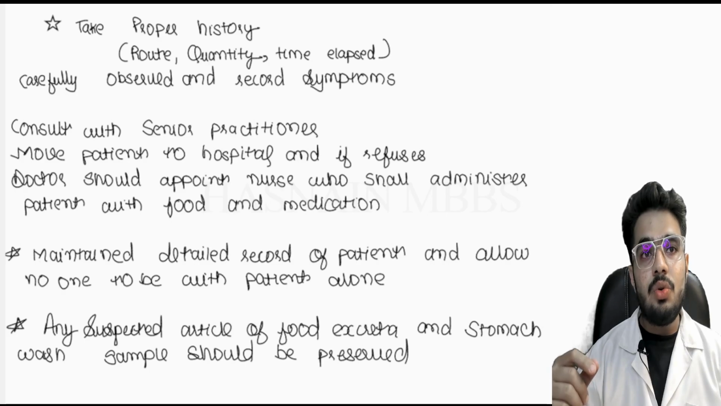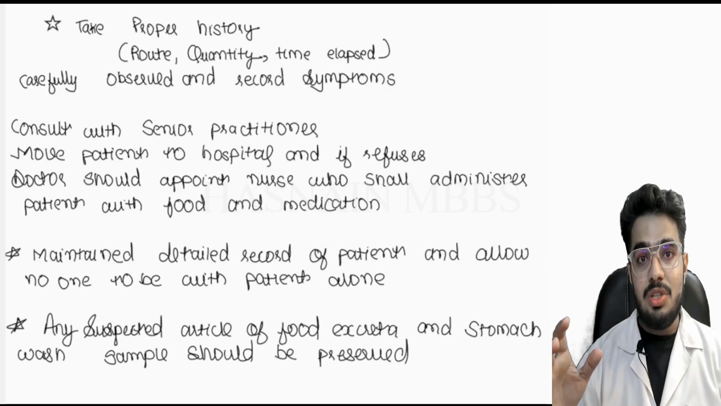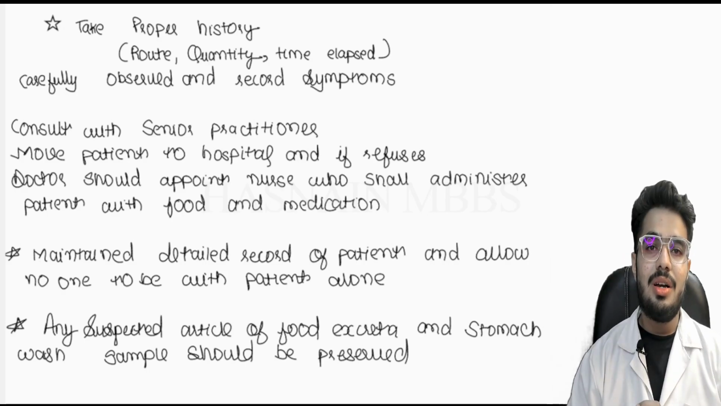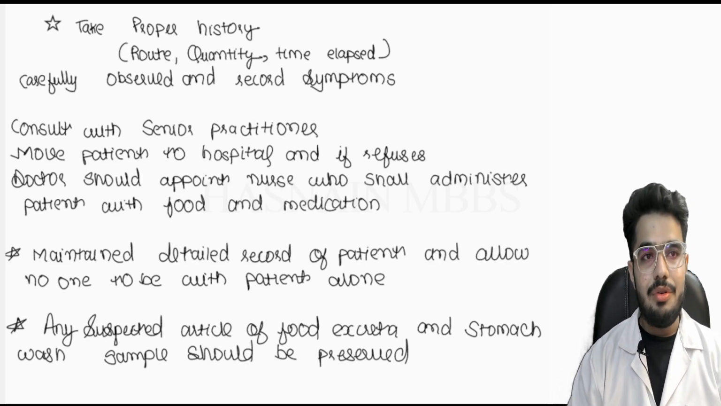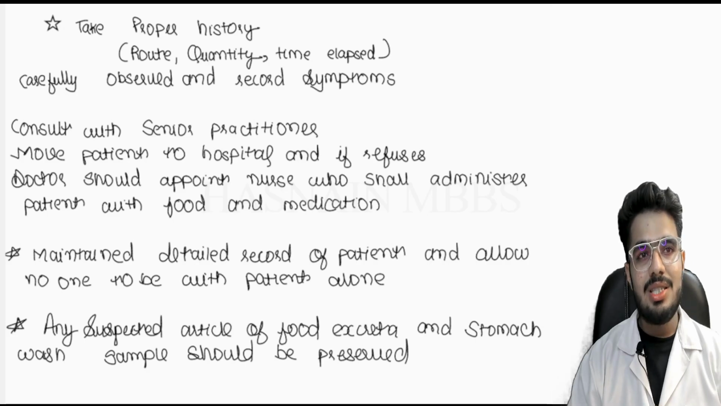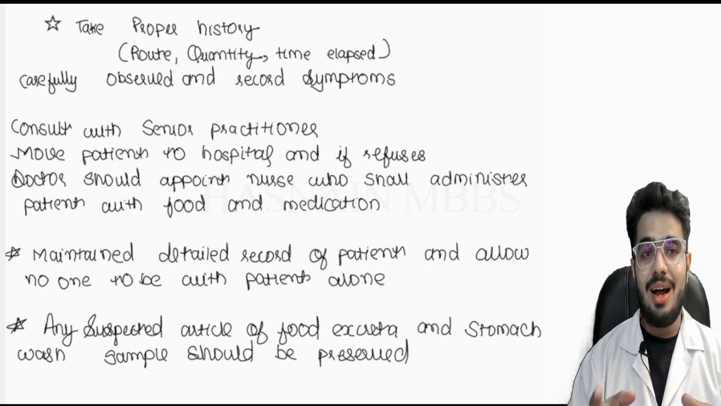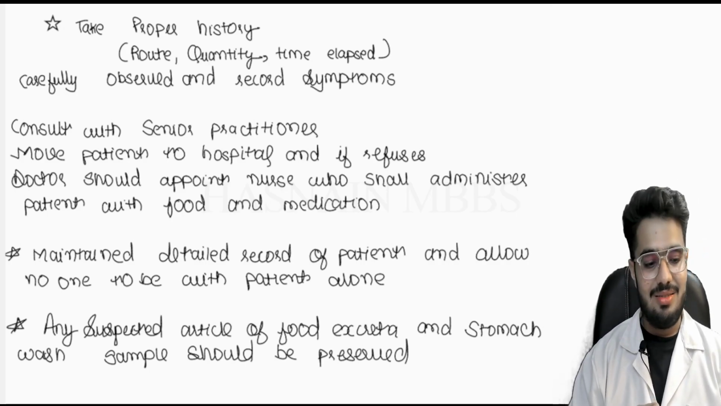And move the patient to a hospital, because this could be a poisoning case which has been done by a family member. We never know, we can't take a risk, so we should insist the patient move to hospital. But if the patient refuses, we can appoint a nurse who shall administer the drugs, food and medication to the patient. Maintain a detailed record of the patient and allow no one to be with the patient alone. Any suspected article of food, excreta and stomach wash samples should be preserved. These are evidence.